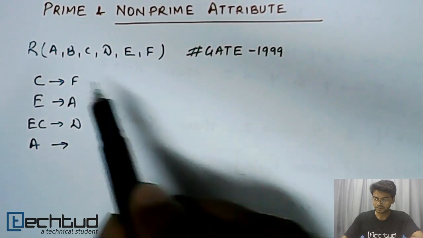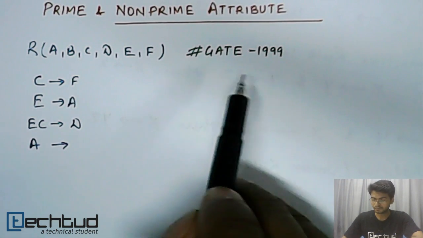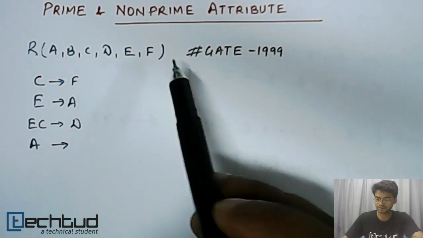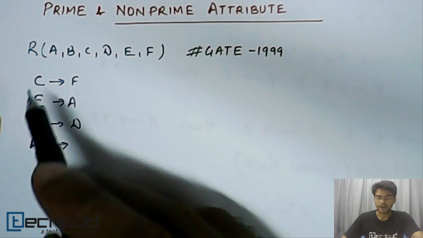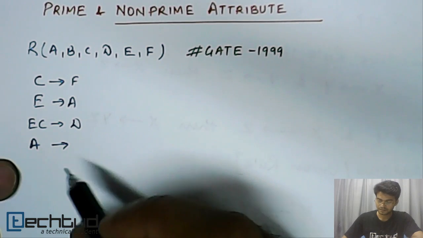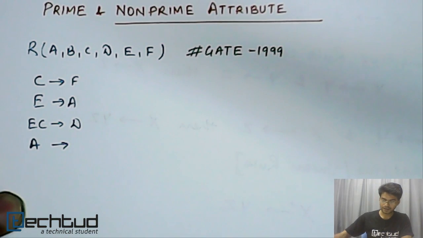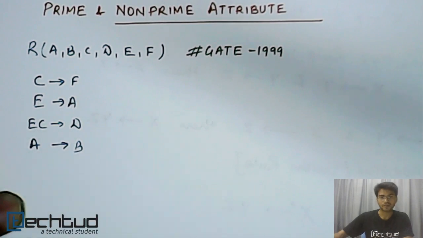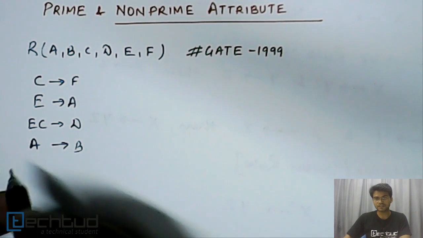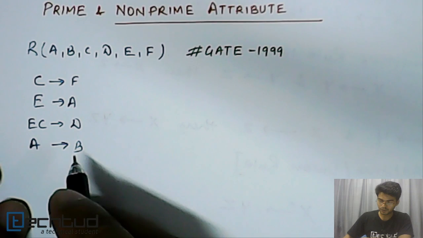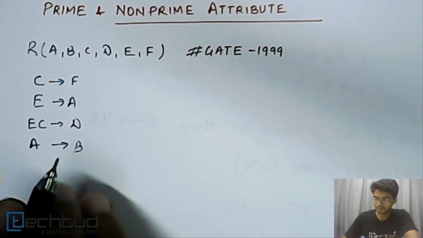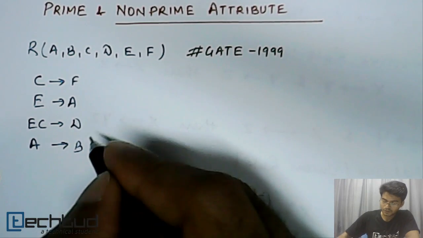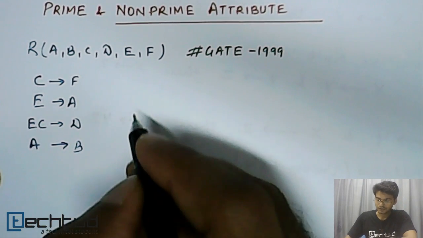In this example we have taken a question from GATE 1999. The question was, for a given relation R and the given functional dependencies, A functionally determines B, and so on, find out what is the key of this particular relation. When we solve this, we will have a key. So let's find out the key first.